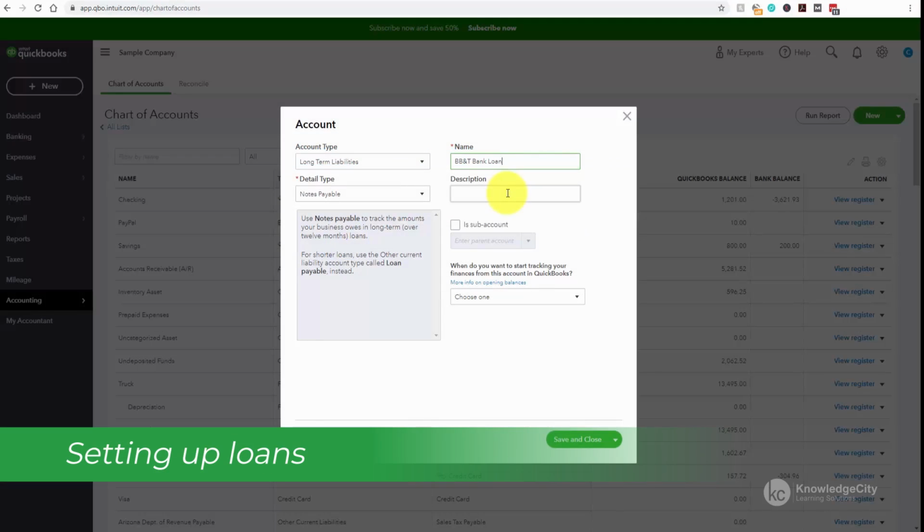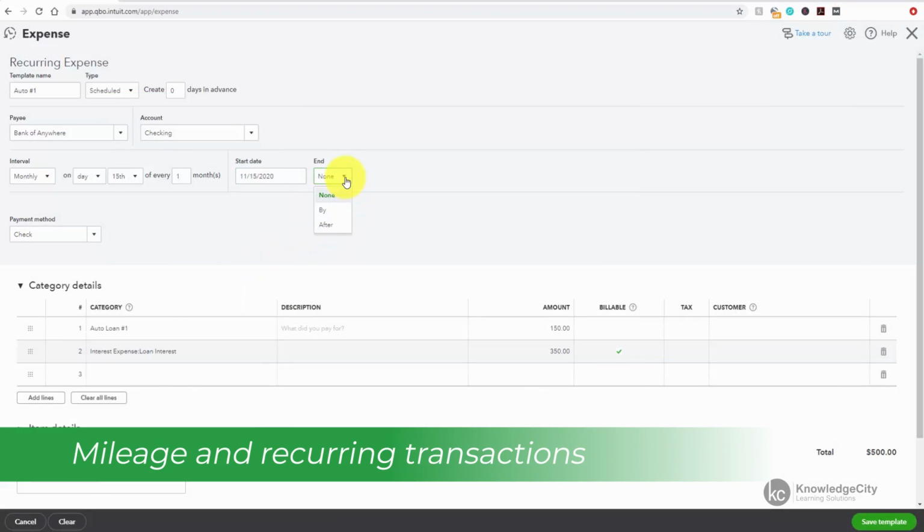We're going to be talking about loans a little bit, how to set up your loans properly. And then also, when you pay those loans, how do you deduct the principal and the interest and show those in the proper categories? We're going to be looking at some odd features in QuickBooks as well.